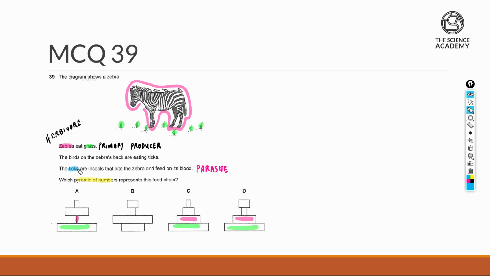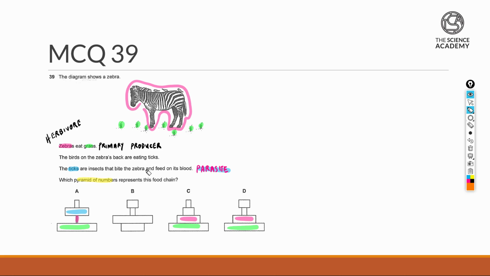You can see that the ticks on the zebra are going to be much bigger than the zebra population. So we're going to have a much bigger trophic level after the zebra. So the nearest answer we can have is definitely going to be A here, that represents the parasite present. And we're going to have birds that are consuming the ticks found on the zebra's back.